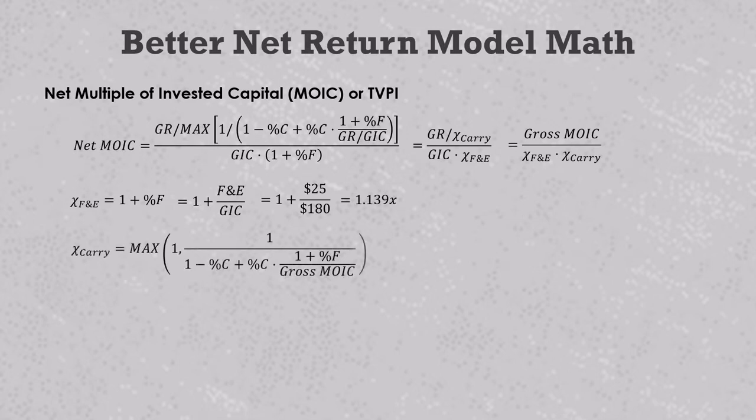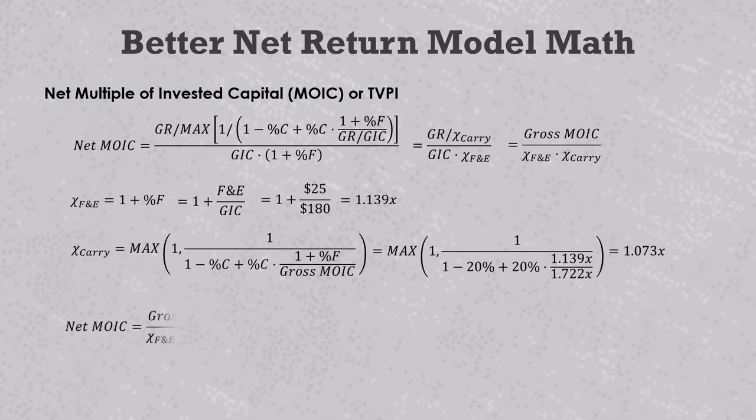The carried interest multiplier has this form. Despite its apparent ugliness, the equation only requires three numbers: %F, the F&E multiplier, and the gross multiple of invested capital. When we plug these into the formula, we get a carry multiplier of 1.073x. Now to calculate the net multiple, we divide the gross multiple by these numbers. This gives us a net multiple of 1.410x. Now, you may be thinking, wow, that certainly does not look like an easier way to calculate a net multiple, but as you will see in a minute, this method scales.